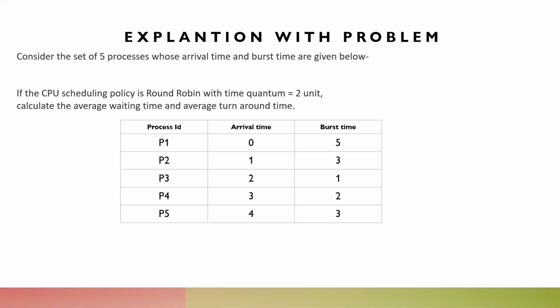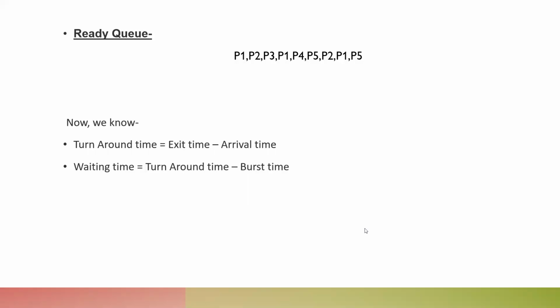If we check according to FCFS, the first items in the ready queue are P1 and P2. These are the items listed in the ready queue as we move on with the processes. Now we know turnaround time is exit time minus arrival time, that is, the time the process arrives and the time the process exits. And waiting time is turnaround time minus burst time.